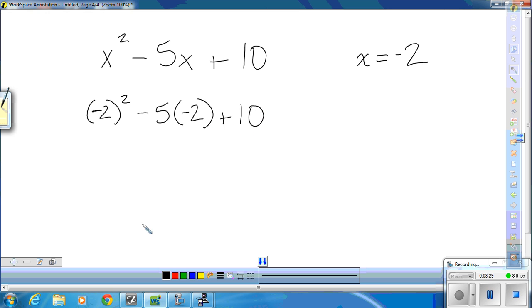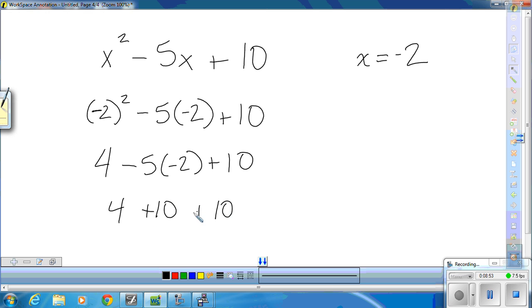So order of operations, exponents first. Negative 2 squared is going to be 4. Next in my order of operations, we have multiplication. So this is negative 5 times negative 2, and a negative times a negative is going to be a positive 10. We've got the 4, and we've got another plus 10 over here. Now we can do the addition step going left to right. 4 plus 10 is 14, plus 10 is 24.